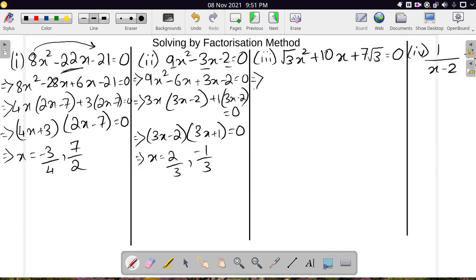In question number 3, there are roots. The method is simple. The method is the same thing. We just need to maintain the algorithm. We have to maintain the thumb rule no matter what the question is.